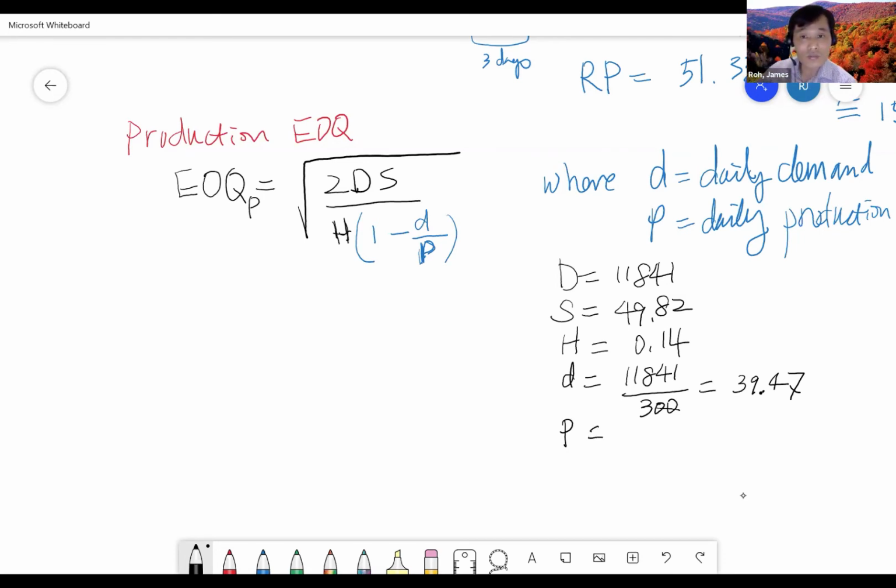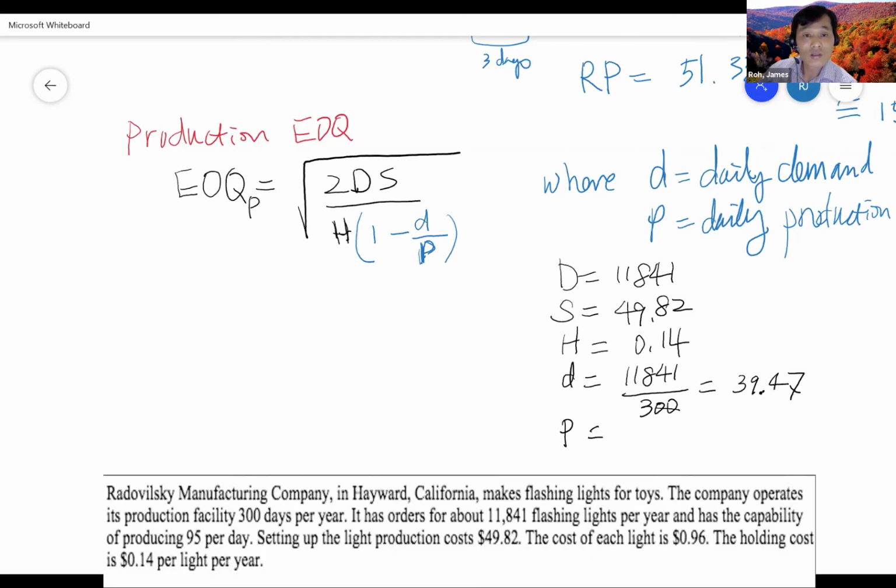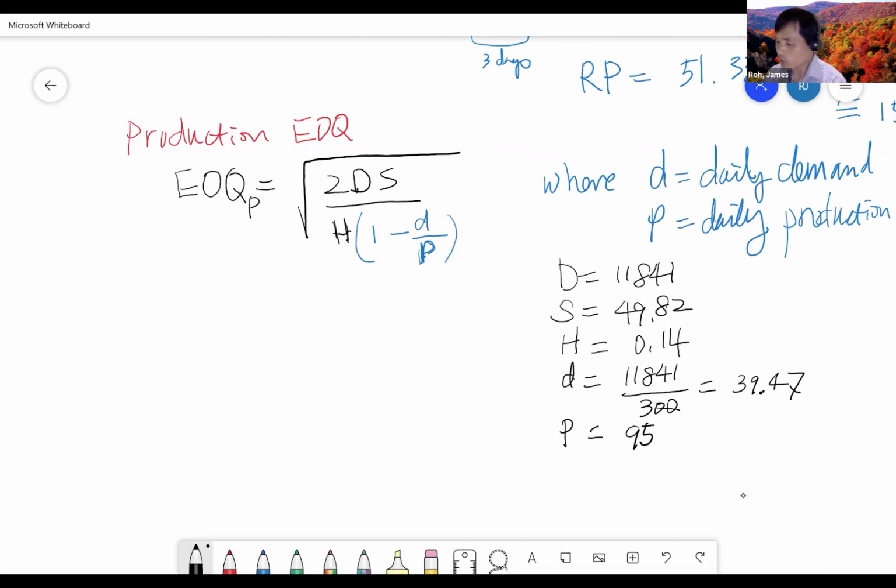So what is the daily production? The question says that it has the capability of producing 95 per day. So it's actually given, right? 95 per day. So we know that daily production is 95.